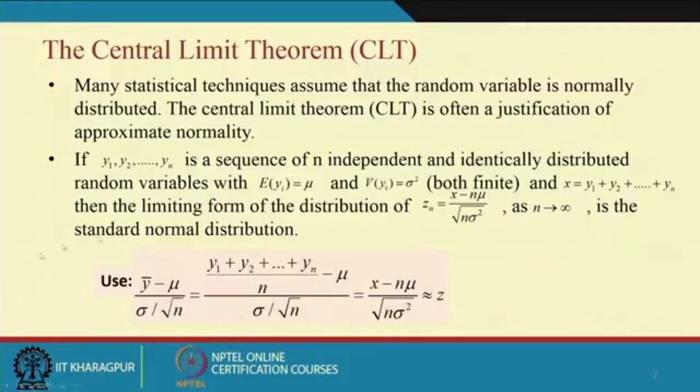If this is the situation, now see, we are saying the expected value mu and variance sigma square hold for all the observations. And then if we create another quantity x, which is the sum of the observations, then the limiting form of the distribution of z n, which is x minus n mu by root over n sigma square, when n is very large, is unit normal. Okay. So, let me explain.